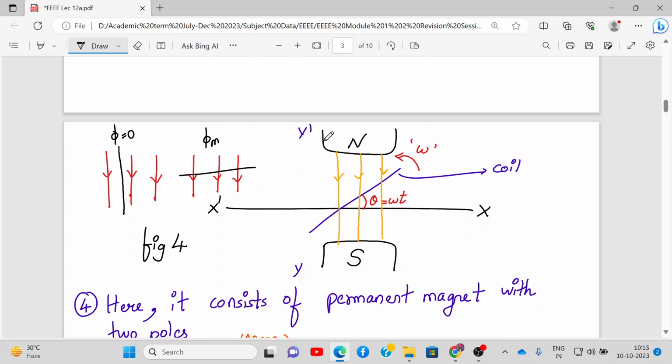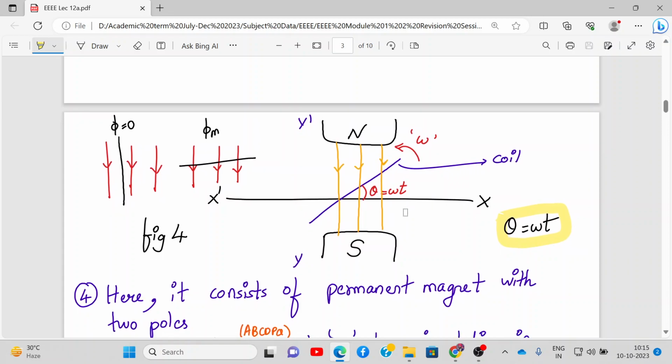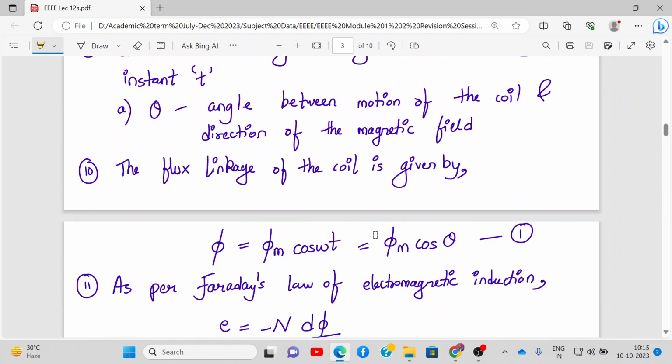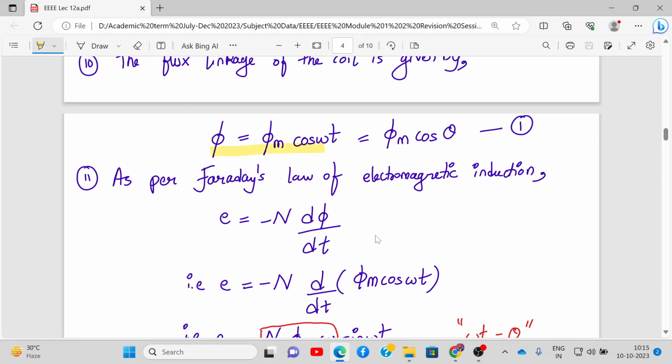When the coil is moving along y dash, the flux linkage with it will be zero. The coil rotates through an angle theta equal to omega t, where omega is the angular velocity with which the coil rotates, and theta is the angle between the motion of the coil and the direction of the magnetic field. So now the flux linkage of the coil is given by phi equal to phi m cos omega t, or we can write it as phi equal to phi m cos theta.